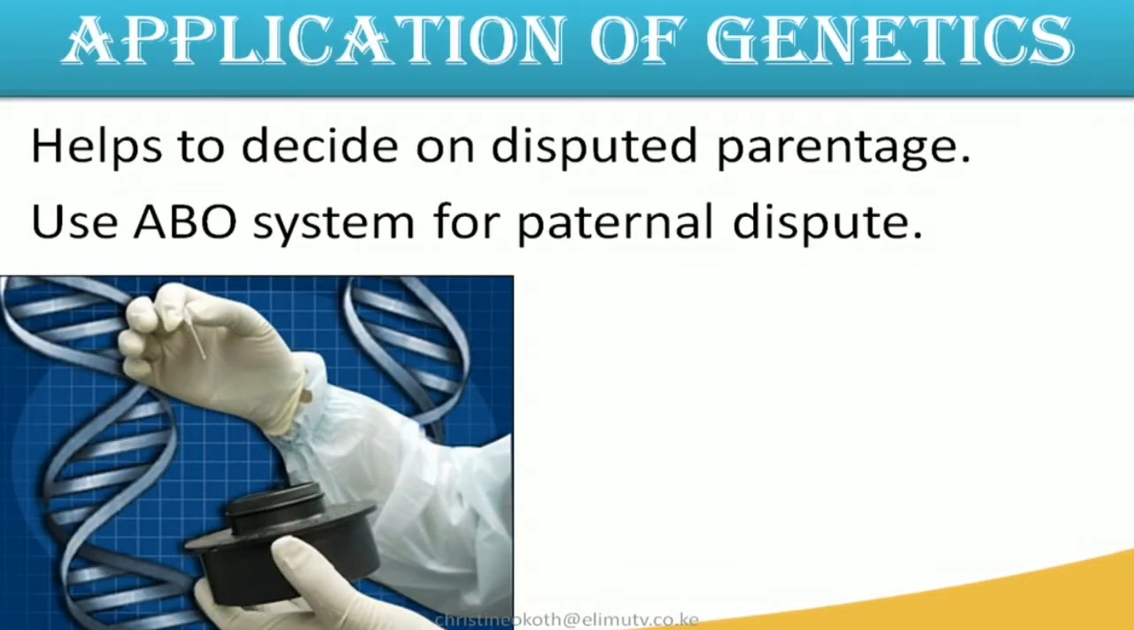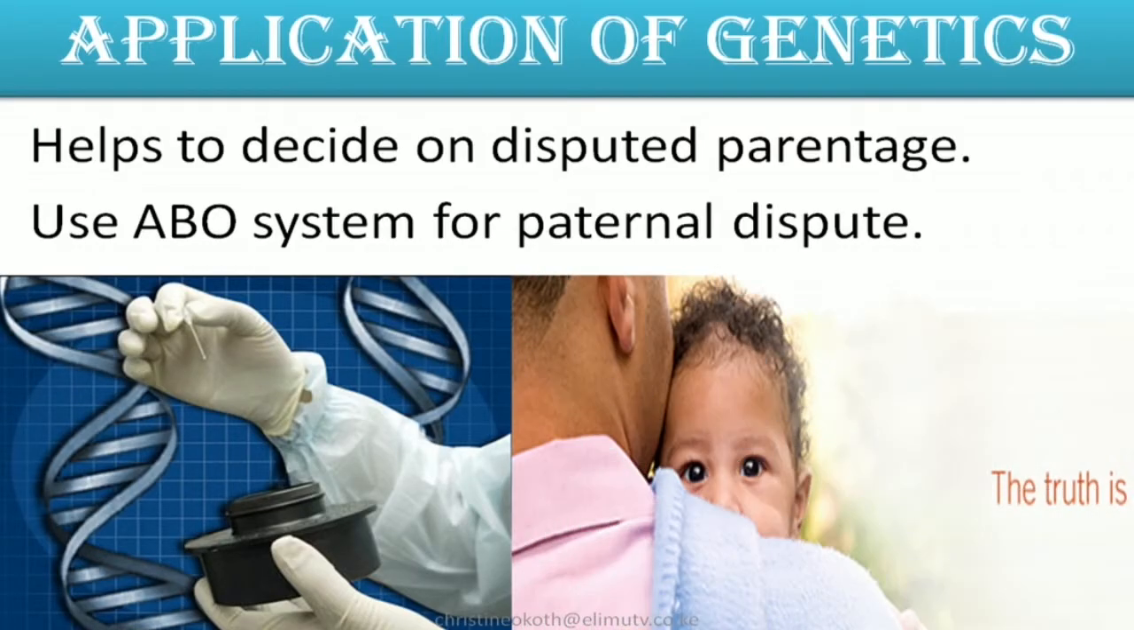Then also it helps to decide disputes on parentage. In this case, we use the ABO system of paternal dispute, and that involves the test on the DNA. So the issue of "I'm not the dad, I'm not sure how it happened," there's a way in which all this can be solved. You just go and do the DNA using the ABO system, and the dispute is settled using that. So genetics is very useful in that field.